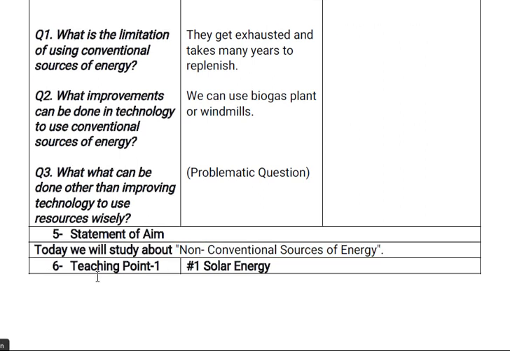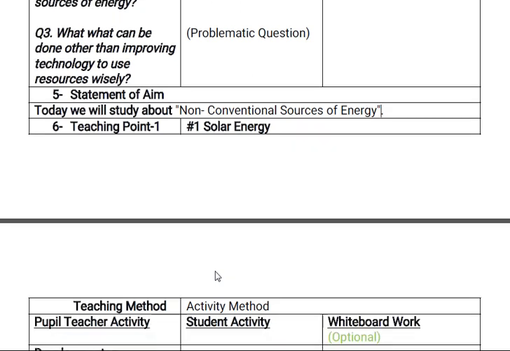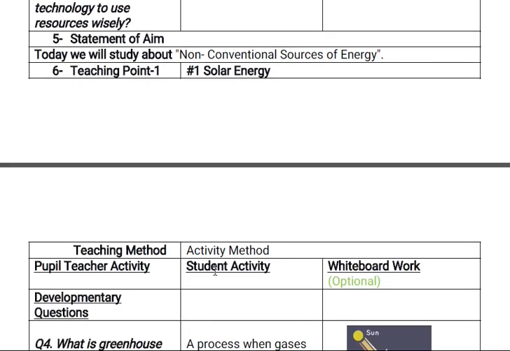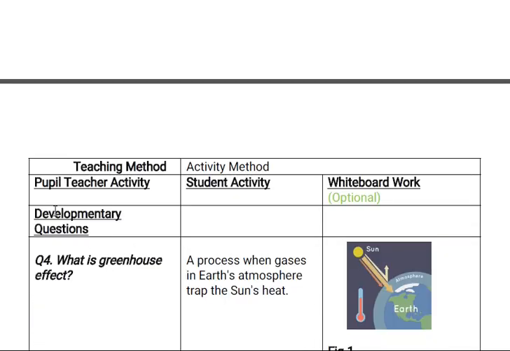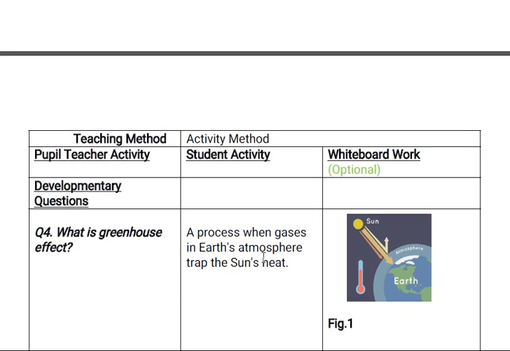Now this is the first teaching point. The first topic that we are going to cover is solar energy. Again, the pupil teacher, we call these questions developmental questions. The pupil teacher asks the questions from the students, and you can use your whiteboard, blackboard, or you can use a smart board just so that the students can relate with the question.